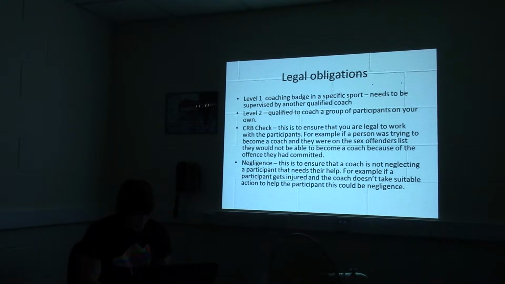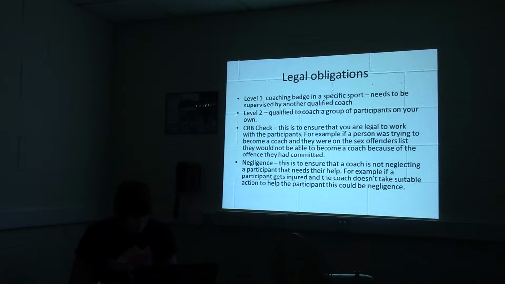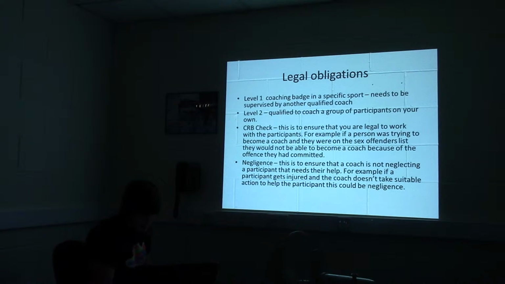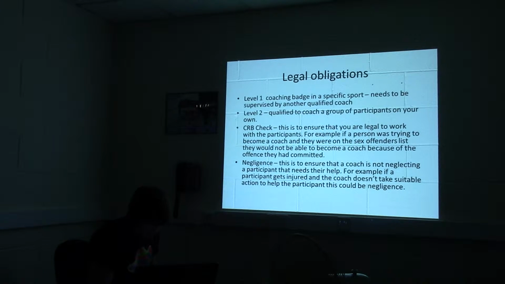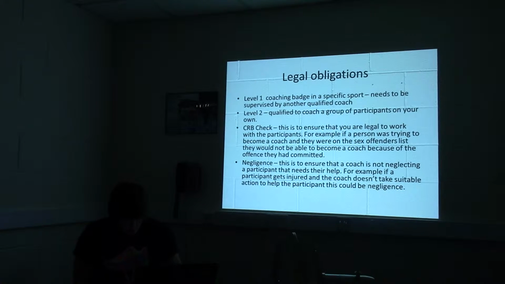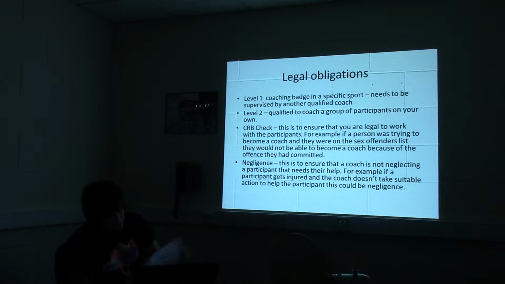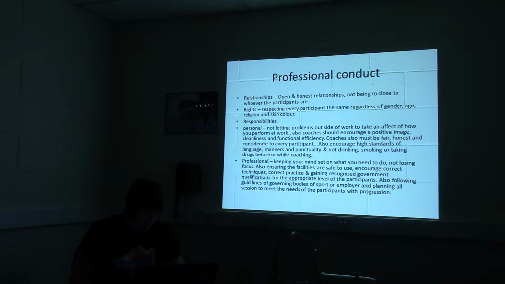A CRB check. This is to ensure that you are legally allowed to work with participants. For example, if a person was trying to become a coach and they were on the sex offenders list, they would not be able to become a coach because of the offence they committed. Negligence. This is to ensure that a coach is not neglecting a participant who needs their help. For example, if a participant gets injured and the coach doesn't take suitable action to help the participant, this could be negligence.